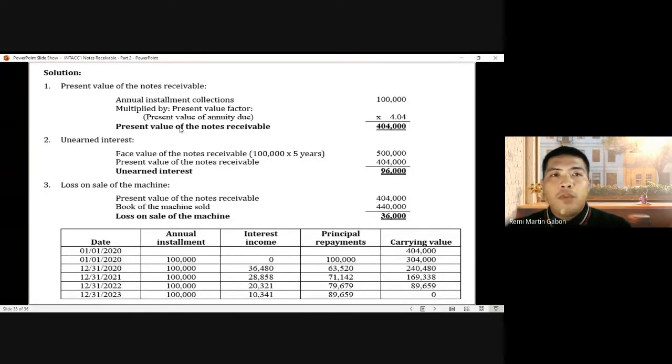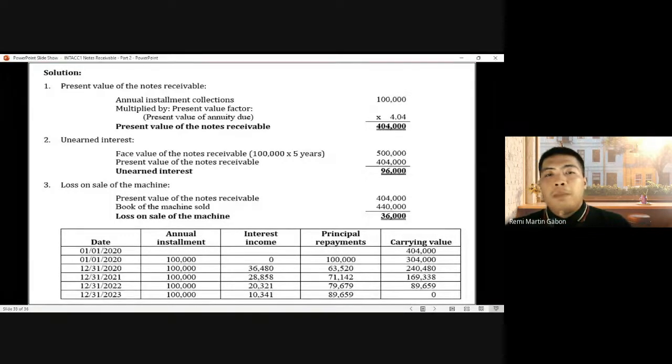So present value of the notes, annual installments times 4.04, that would be 404,000. And earned interest, that should be 96,000. And loss on sale, that should be 36,000. Then proceed lang, annual installment, ilagay dito. Carrying value, 404,000. Okay, guys.